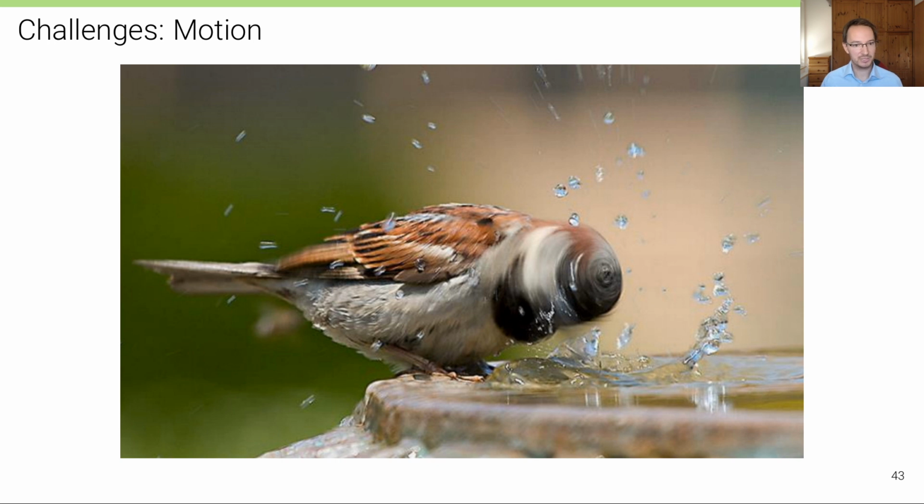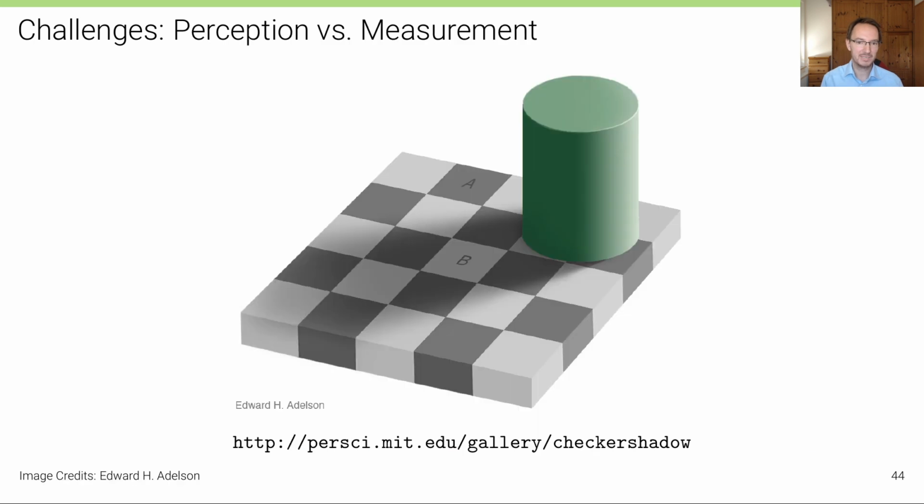Also, motion is challenging. Motion can create blur and can make objects harder to recognize, but it's also a useful cue, and we're interested in recovering the motion itself. Further, perception and measurement often differ. And here are some examples.